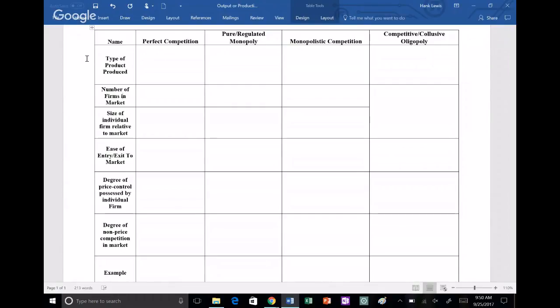Number of firms in the market won't be an absolute number, but a range. Some structures have only one seller. Some have just a few big ones. Some have a very large number of very small ones. And that leads to our next item, size of the individual firm relative to the market. We'll talk about percentage of total market output for an individual firm as representing a typical firm for the market.